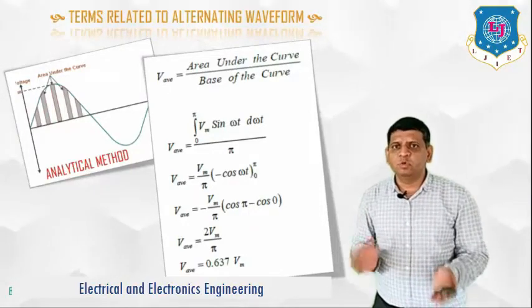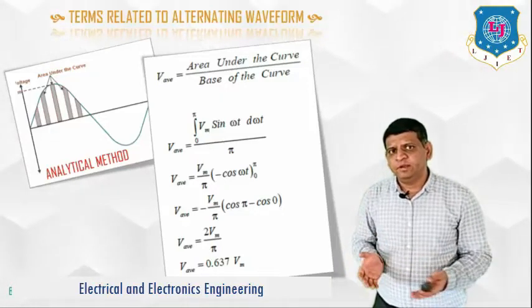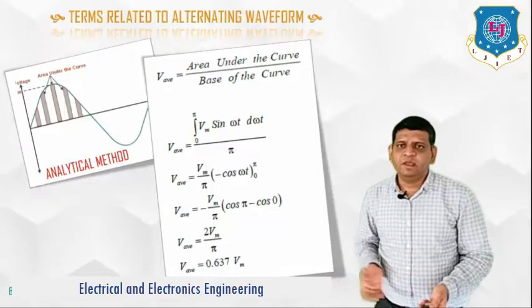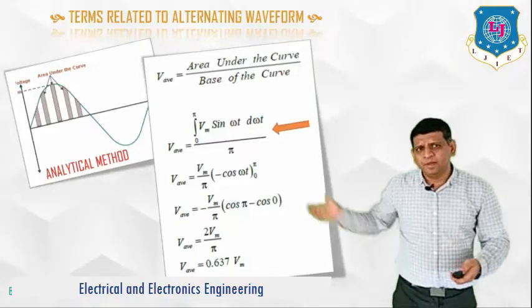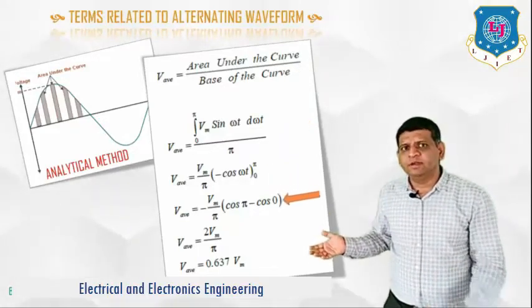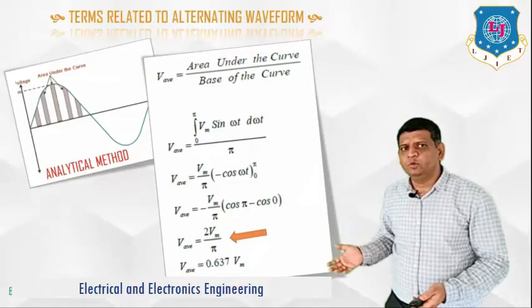So that shows us the difference from the maximum value, that is the Vm, and how many times it is, 0.637 times, that is the average value, right? You can check all this by moving this arrow, and you are integrating the complete equation. The final value which is reached is V average equal to 0.637 times Vm, right?